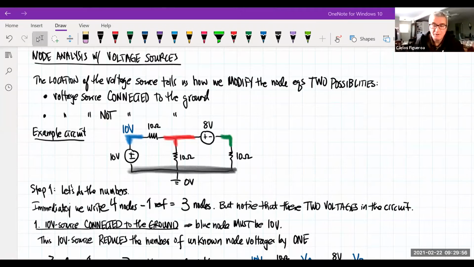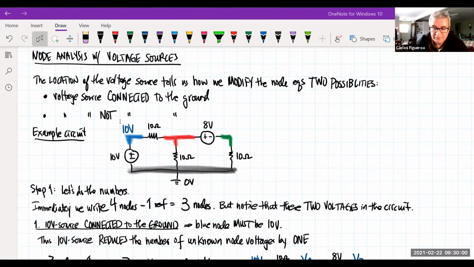We want to get in and go deep into node analysis, finish it as far as current sources and voltage sources, and then move into mesh. Okay, so let's go look at the review from what we did last time, and we'll move on. So we were talking about node analysis with voltage sources.